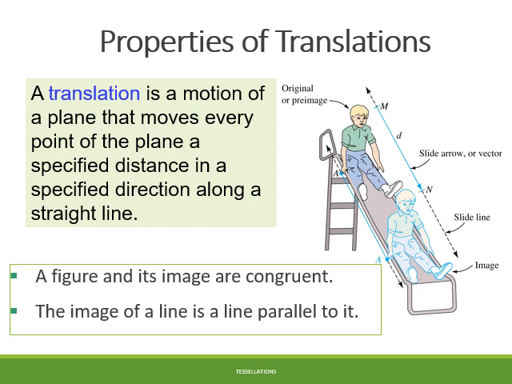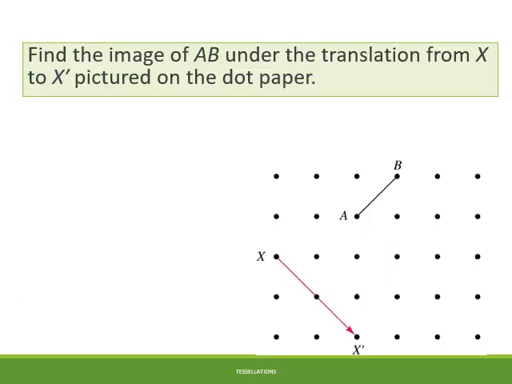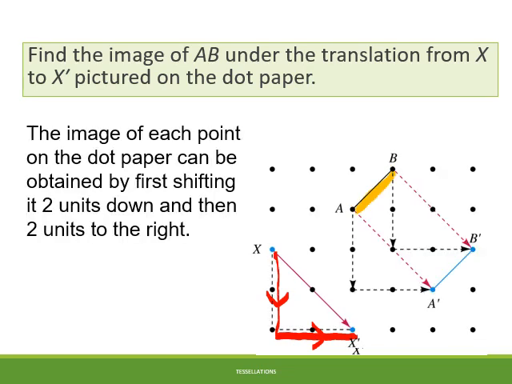For this example, we're going to look at taking the image of AB over here and using the translation from X to X prime on dot paper. So this could be done on the dot paper we've done before. And if you look at it, to get from X to X prime, they first went down 2 units and then right 2 units to get there. So if we did the same thing with AB, what would that look like?